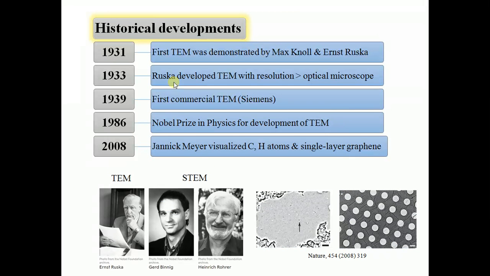So let us begin our discussion with the historical development so far as research and discovery of the transmission electron microscopy, this electron microscopy, is concerned. So the first TEM was demonstrated by Max Knoll and Ruska. We know Ruska is a Nobel laureate who got the Nobel Prize for the discovery of TEM. So in 1931, they discovered the first TEM.